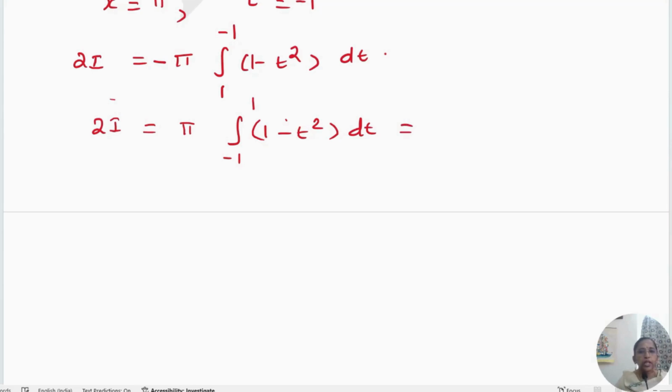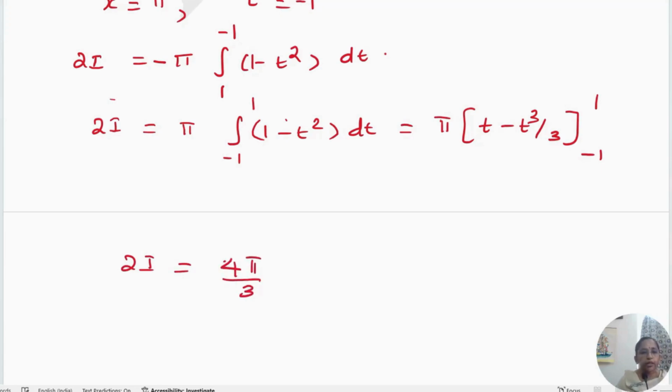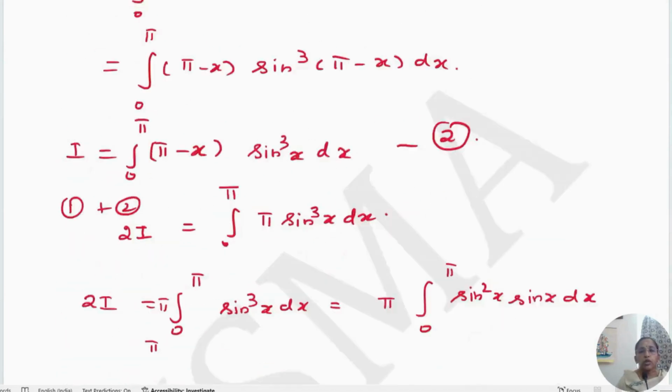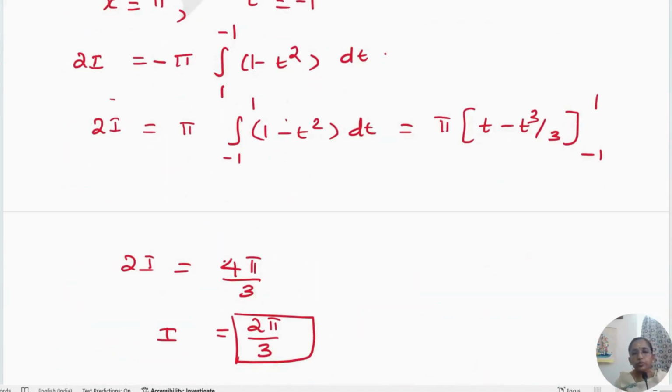So this integration is pi times (t minus t cube divided by 3) with the limit minus 1 to plus 1. So 2I will be, while substituting our limits, 4 pi divided by 3, and we need I only. So this is 2 pi divided by 3. This is what we need in our question. So it is proved now.